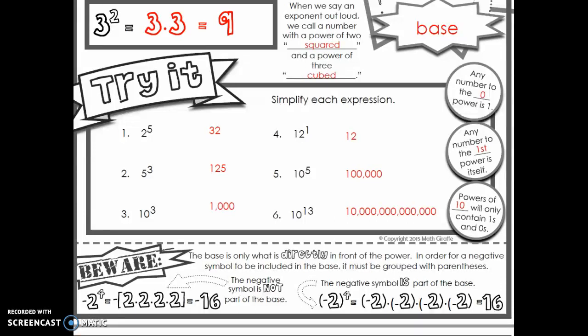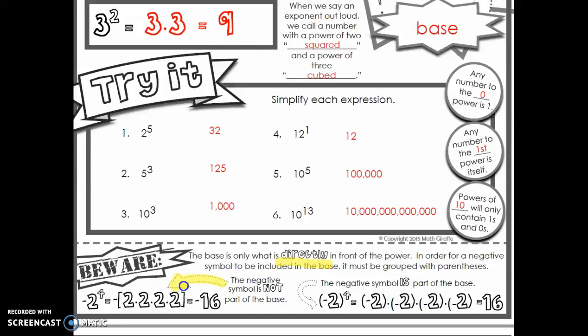The last part down here is really important also because people really get confused by this. The base is only what is directly in front of the power. I'm going to highlight that. Directly in front of the power. In order for a negative symbol to be included in part of the base, it has to be grouped with parentheses. This is really hard for people to remember, but if you really think about it, it's logic.